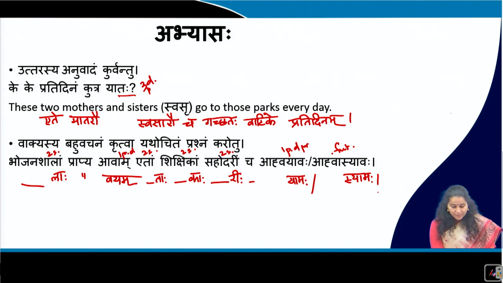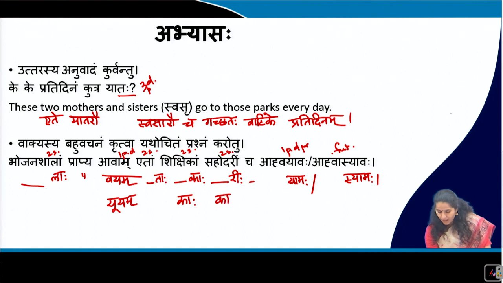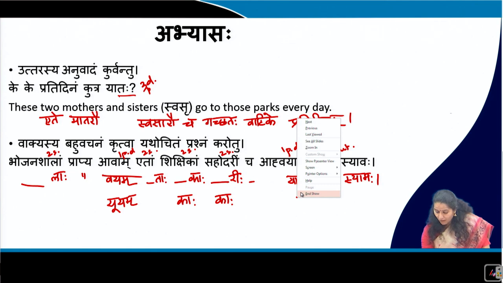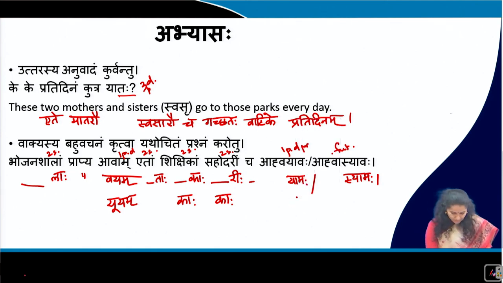Tari atra prashne kim bhavati? Vakyasya bahuvachanam kritva yathochitam prashnam karotu. So avam. So we will call. So the question is, whom will you call? So bhojanashalaha prapya yuyam. Kaha kaha. Afvasyatha. Or ahvayatha. I'll just take that out. Ahvayatha.